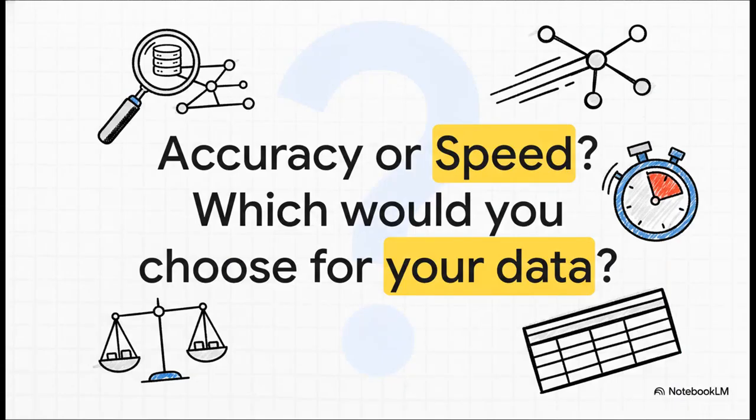So, let me ask you, straight up, if you had to choose for your data, what would it be? Absolute, unshakable accuracy, or just blazing speed? Seriously, think about it. Because that choice, it basically defines the entire architecture of our digital world. And that's the big question we're tackling right here.